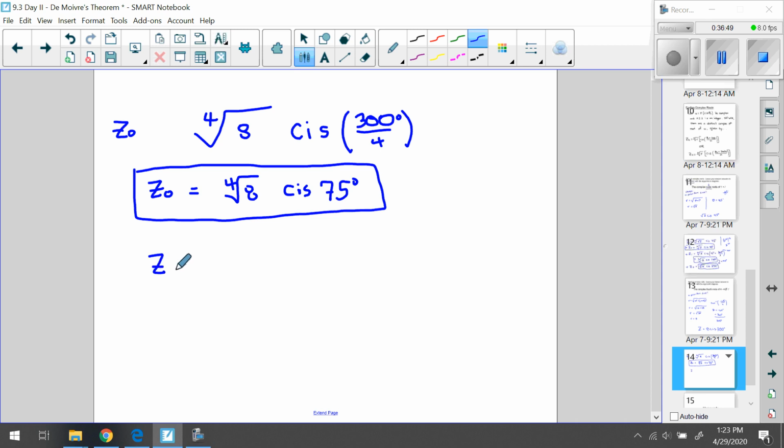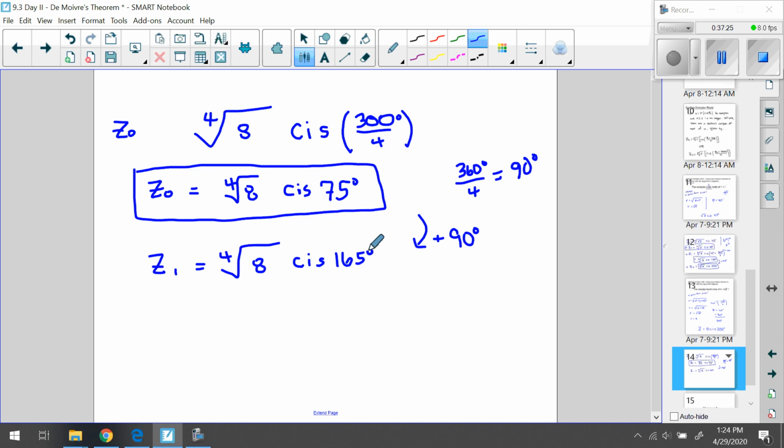And then for the next one, again, that coefficient stays the same. And to find the next angle, all you need to do is take 360, one revolution, and divide that by that same n value, 4. And so in this case, we get 90 degrees. And so that's the number that you add to 75 to get your next angle. And so this will be the fourth root of 8 cis 165. And so that's our next root.